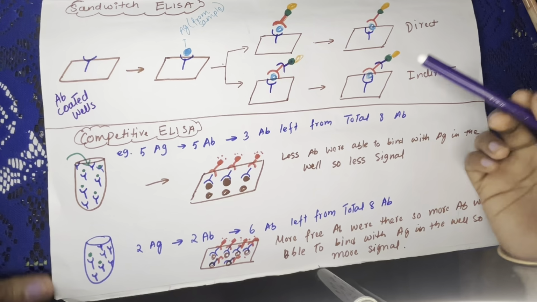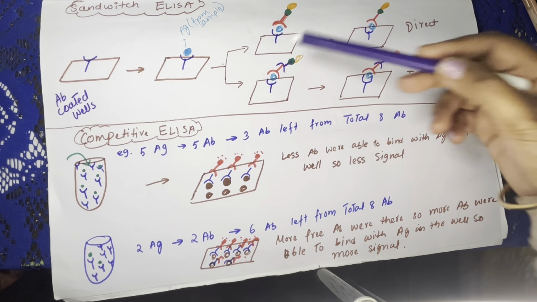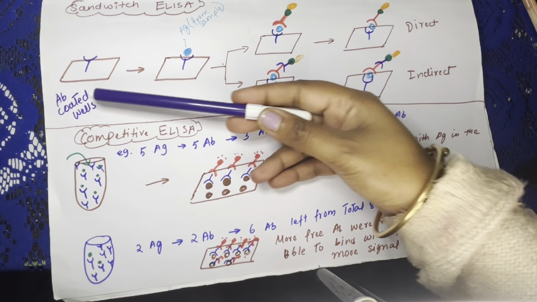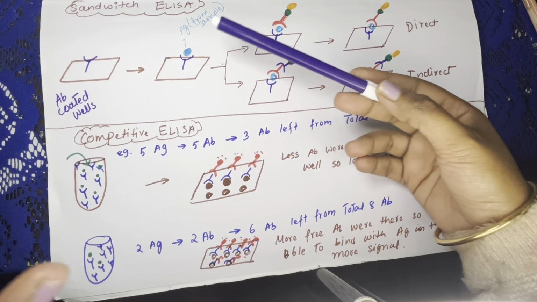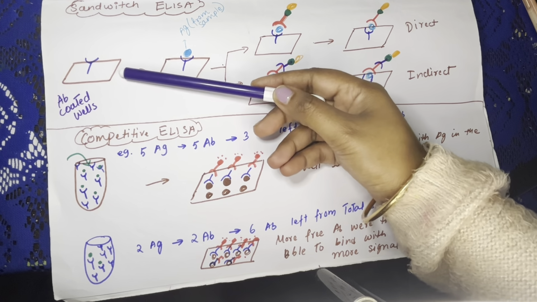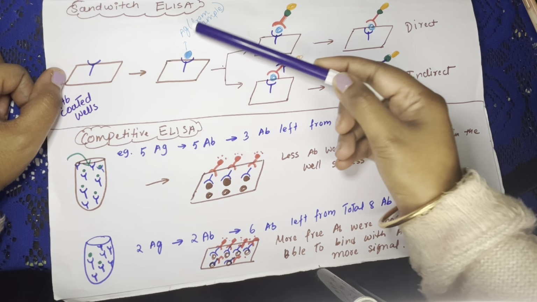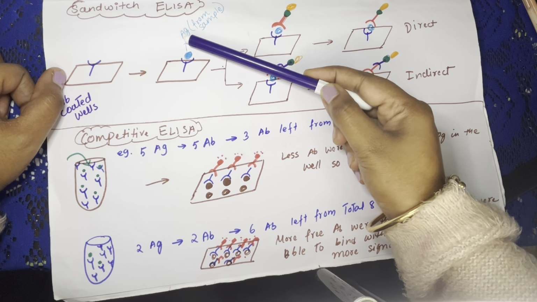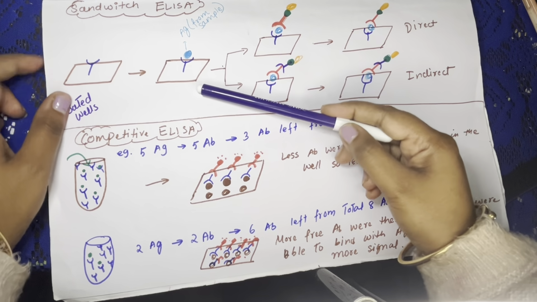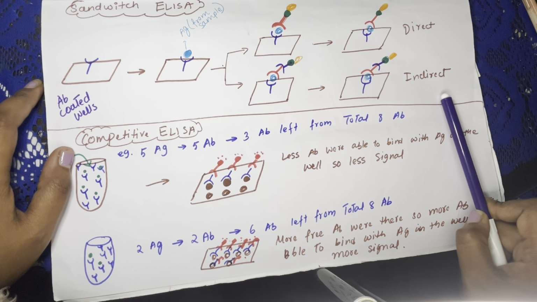Okay. Next one is sandwich ELISA. Sandwich ELISA is also used to detect antigens. Here, like in indirect ELISA, we use antibody coated wells, where some specific antibody is already coated. To these wells we add the patient sample. If the patient sample has the antigen specific to this antibody, then it will bind with the antibody, and then we can perform either direct ELISA or indirect ELISA.